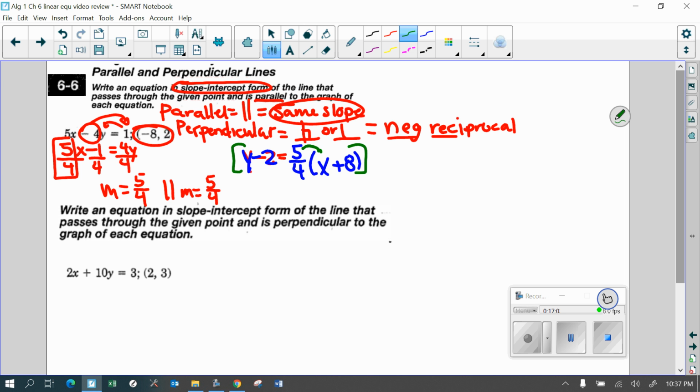So I can go ahead and distribute this through here, and then add the 2 across. So I'm going to do all that. 5/4 x. I'm going to go 8 divided by 4 is 2 times 5 is 10. Plus the 2 across, adding the 2 across. And now I need to combine like terms. 5/4 x plus 12 is my answer.